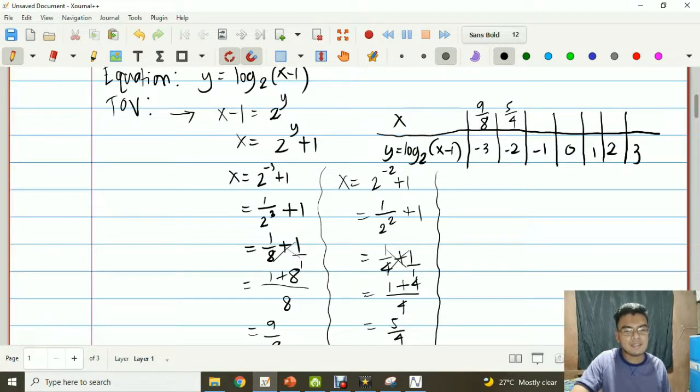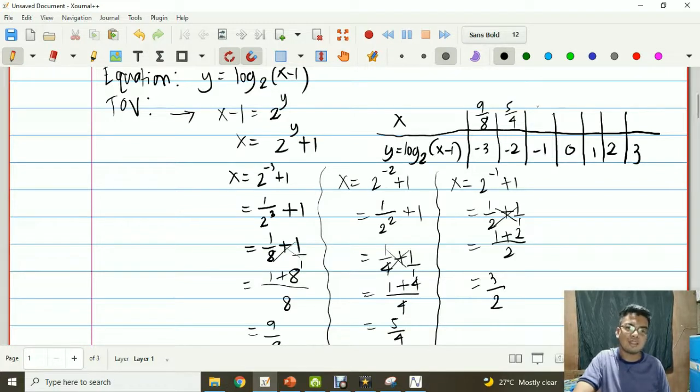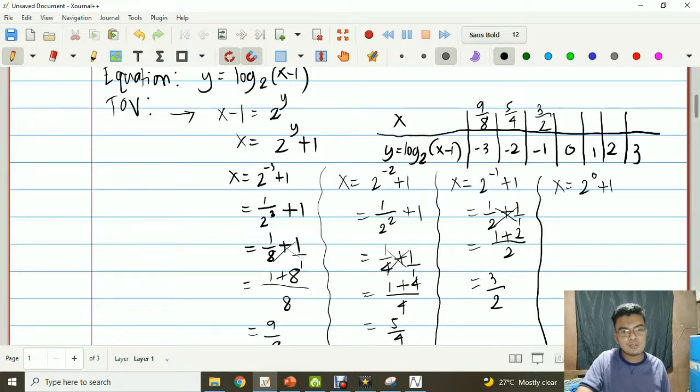If y is negative 1, then x is equal to 2 raised to negative 1 plus 1. This will be 1/2 plus 1. So, the LCD is 2 all over 1, cross multiply. 1 times 1 is 1. 2 times 1 is 2. So, 1 plus 2 is 3 all over 2. So, if y is negative 1, then x will be 3 all over 2. If y is 0, then x will be 2 raised to 0 plus 1. 2 raised to 0 is 1. 1 plus 1 is equivalent to 2.